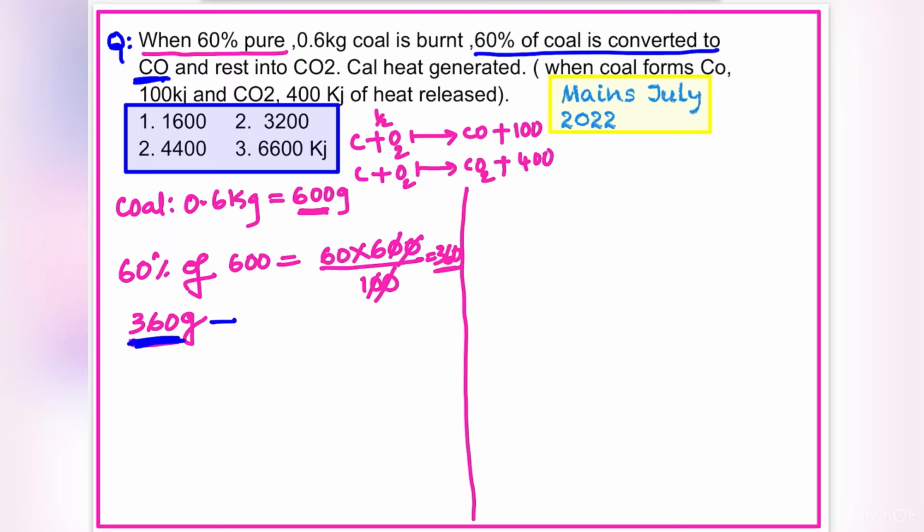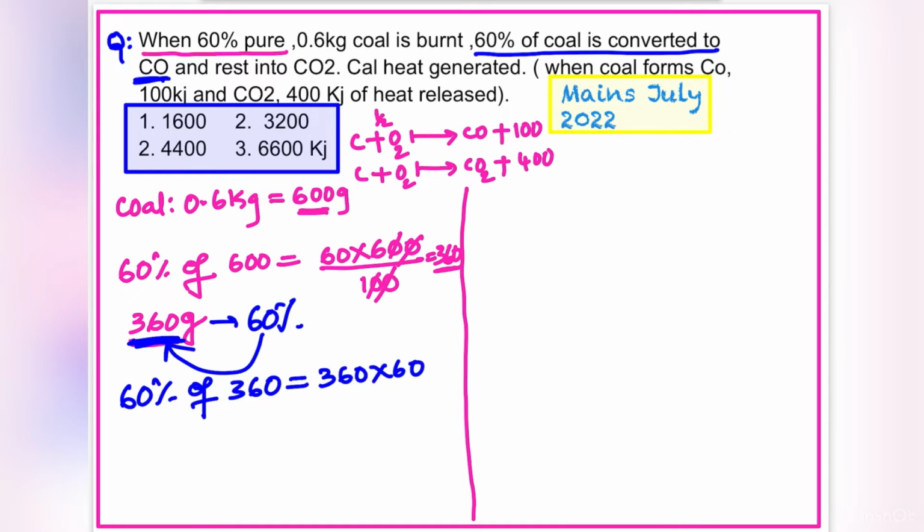So again we have to take 60% of this 360. So 60% of 360 equals 360 multiplied by 60 by 100. So two zeros will cancel out here. 6 sixes are 36, so this is 18, 216 grams, right? So 216 grams is forming carbon monoxide, right?